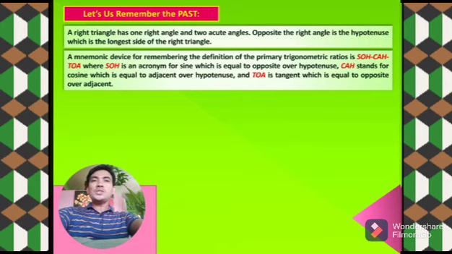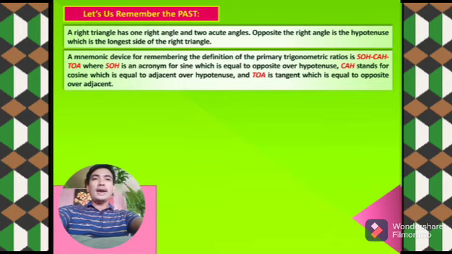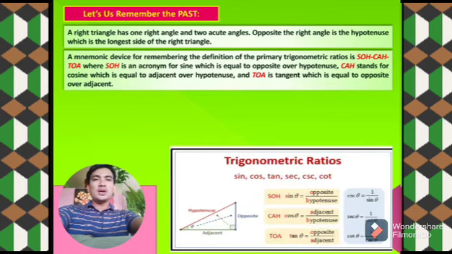Where SOH is the acronym for the sine, which is equal to the opposite over hypotenuse. CAH stands for the cosine, which is equal to adjacent over hypotenuse. And TOA is tangent, which is equal to the opposite over adjacent. So as you can see in the figure there, you have the trigonometric ratios, sine, cosine, the tangent.